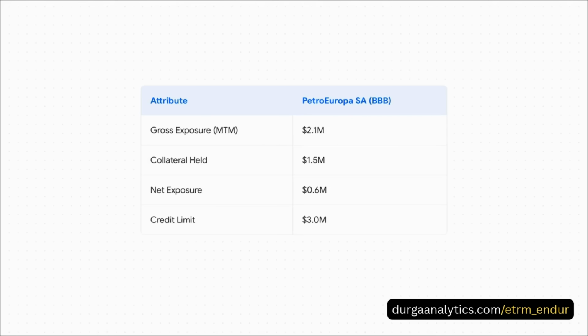And here's that exact theory in practice. So our trades with this LNG counterparty mean they owe us, on paper, about $2.1 million. But we're holding $1.5 million of their money as collateral. So a quick subtraction tells us our net exposure, our actual money on the line risk, is only $600,000, which you can see is well within our $3 million credit limit. And Endur's credit manager tracks all of this automatically.